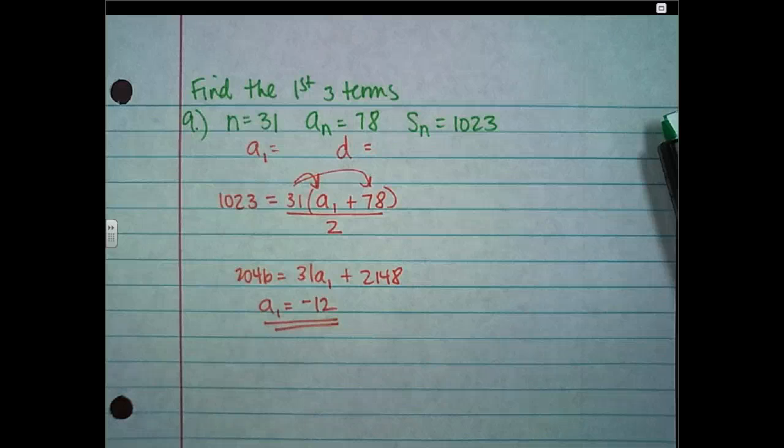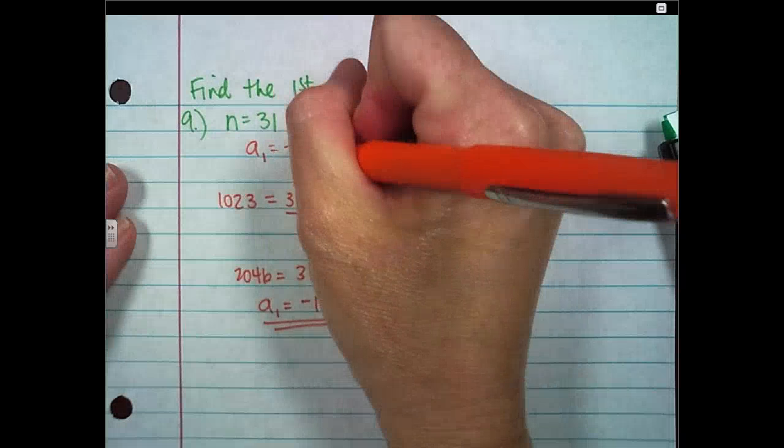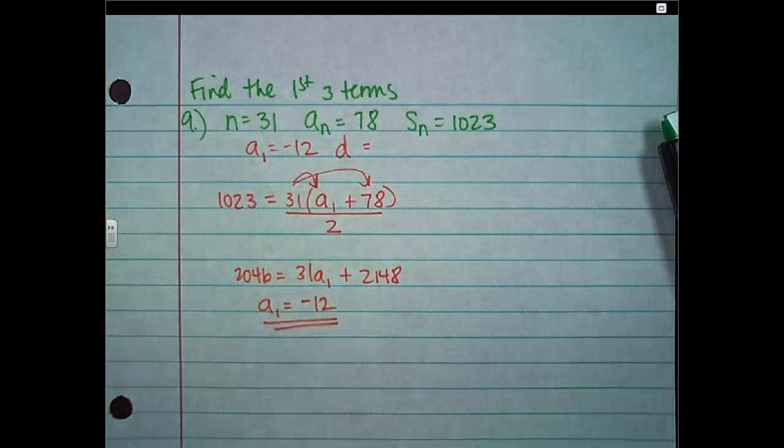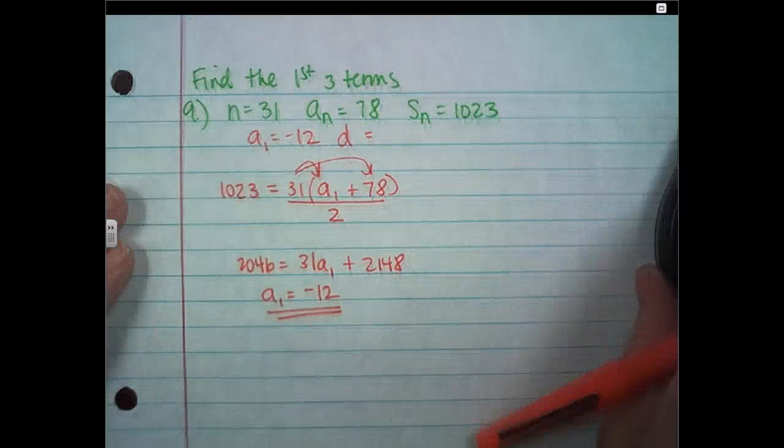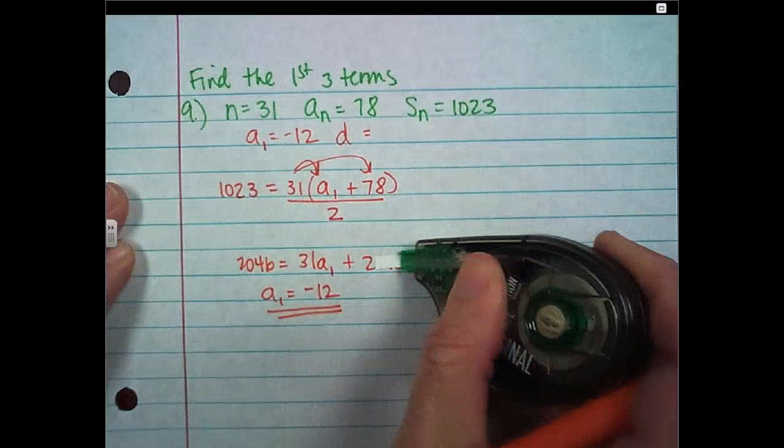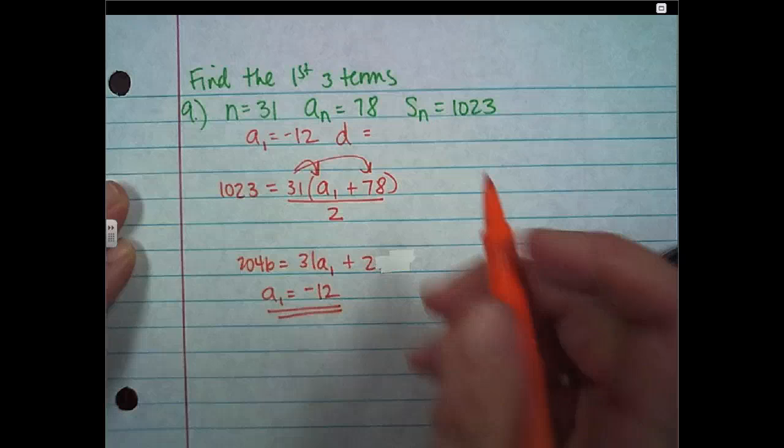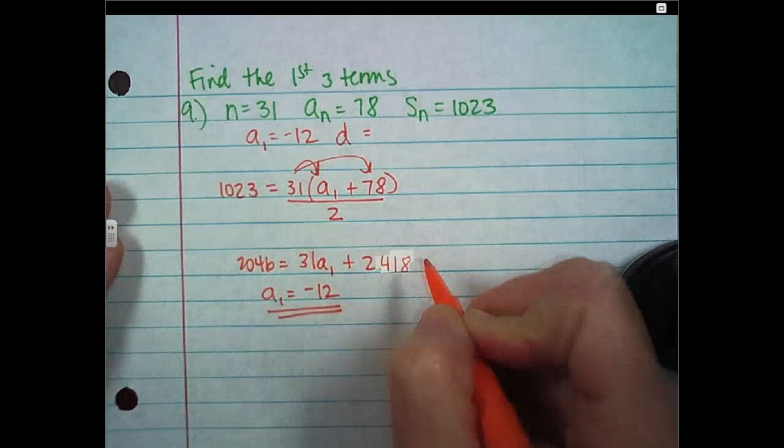Subtract and then divide. And A sub 1 gives me -12. And you can go back up to the original formula and write -12. That's wrong, it's 2418. Oh, thank you, I flipped it. This should be 2418, I flipped it, I'm sorry.